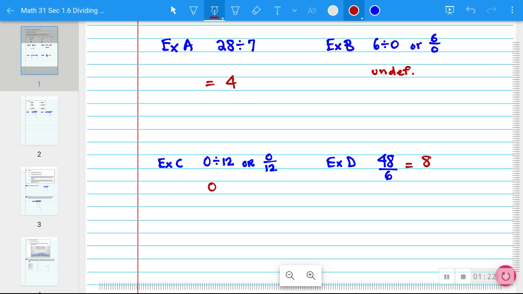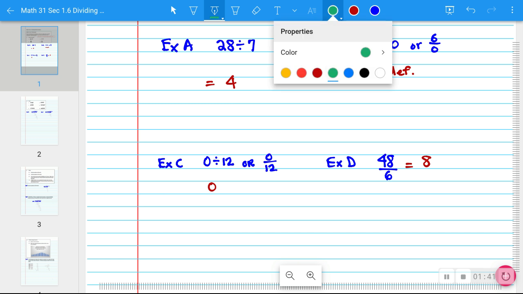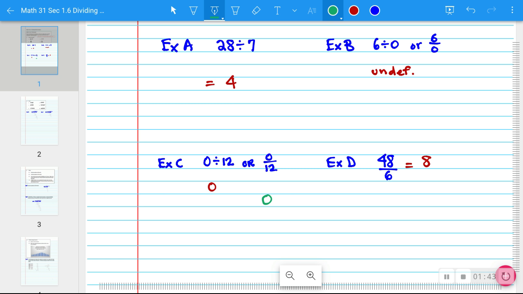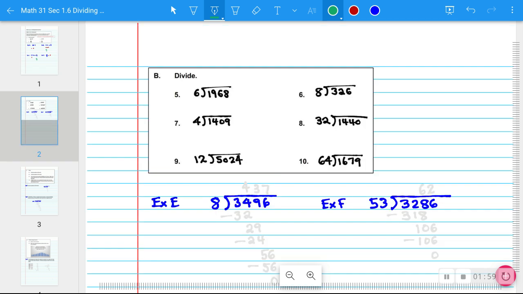Now, it's hard to keep these two, examples B and C, separate from each other. When is it undefined and when do you actually get 0? So I have a little device that I've learned. This is not original to me. But if you have a 0 on top, like problem C here, that's okay. You actually get an answer. But if you have a 0 on the bottom, no way. Doesn't work. Okay, so I hope that does it for you on those 4 problems.